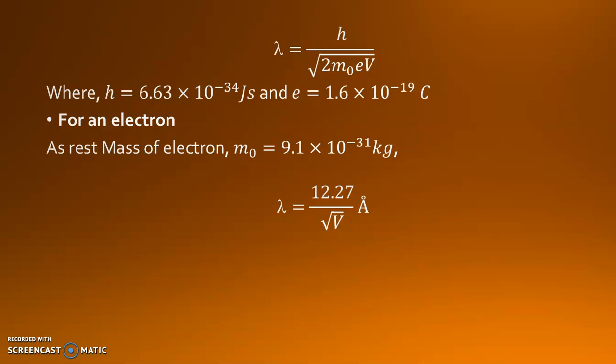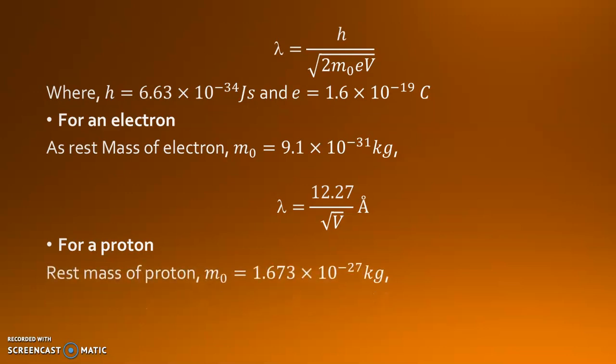Now for a proton, we can find the de Broglie's wave by using its rest mass, which has the value 1.67 into 10 to the minus 27 kg. If you put this value in this equation, then we get lambda is equal to 0.286 upon under root V Angstrom.